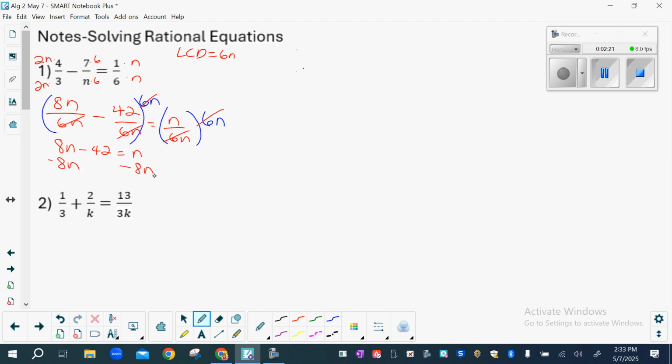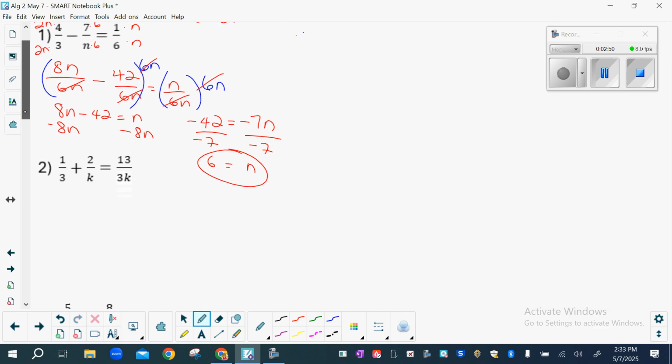So it's not wrong if you don't do that as your first step. It's just the fastest way to do it because then we get negative 42 equals negative 7n. And then what would we do to solve that? Divide by negative 7. So fewer steps, and it's not the only way to do it, but I like to do that in the fewest steps as possible when I'm doing it.